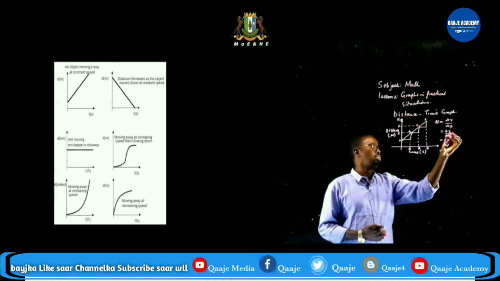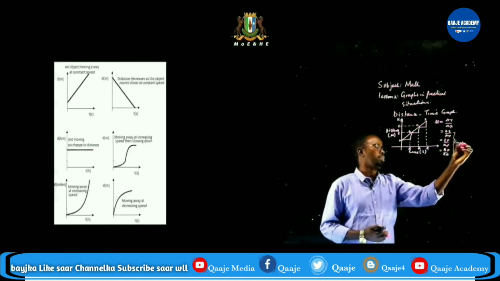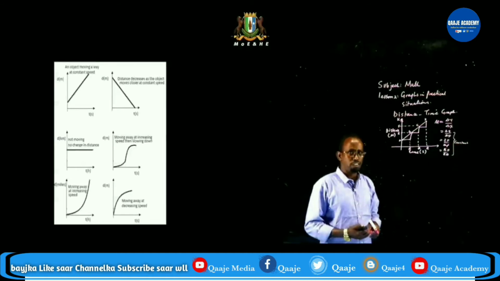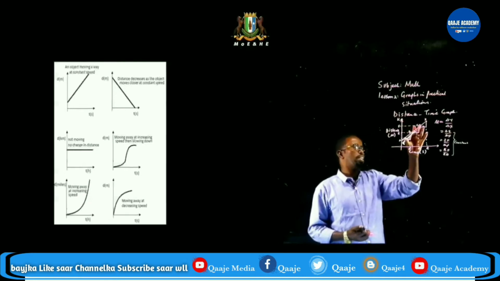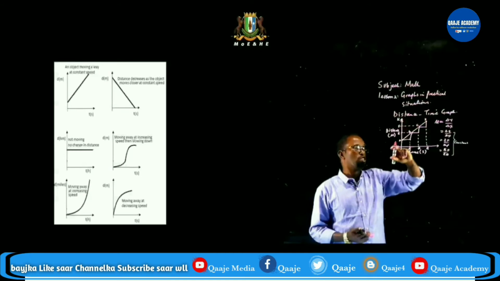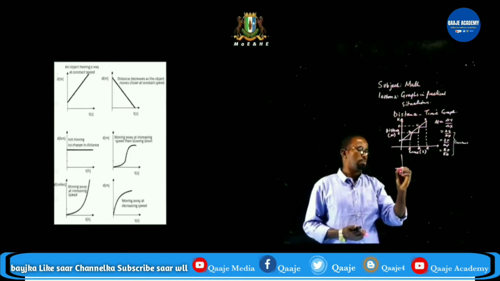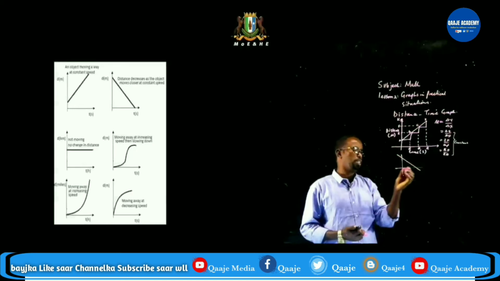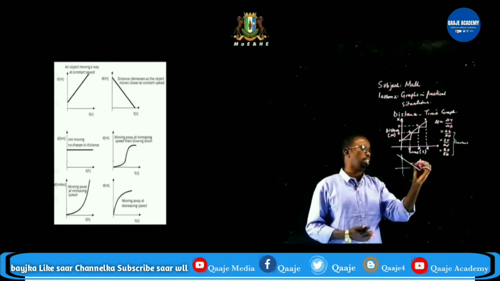So you will get a constant gradient. The gradients will be constant. So that is the first one. In the first one, the gradient is positive because it is moving that way. The second one, the gradient is negative, decreasing speed. So change in y divided by change in x. This one is decreasing speed.